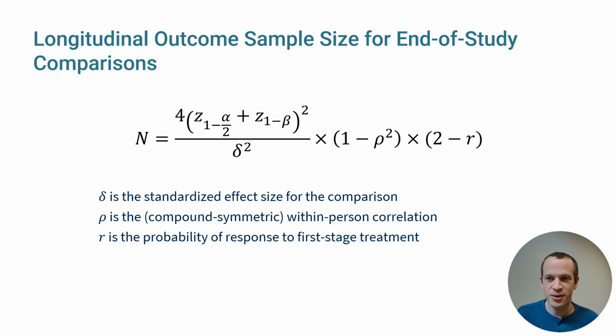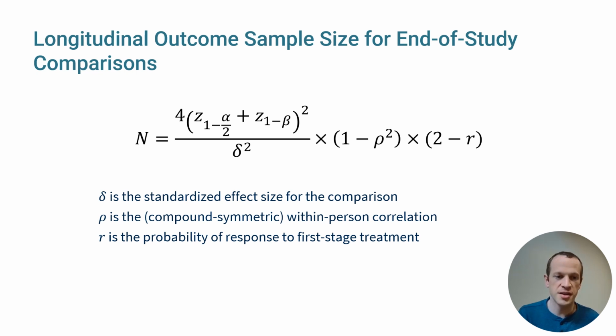Okay, now we'll talk about the new part here, which is this term 1 minus rho squared. Rho is the within-person correlation. Specifically, it's the within-person correlation under a compound symmetric correlation structure. Let's think through the extremes again. Let's say that rho is 0. Then this term just works out to being 1.